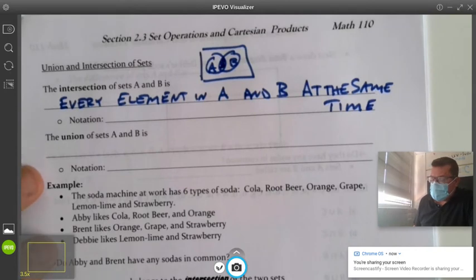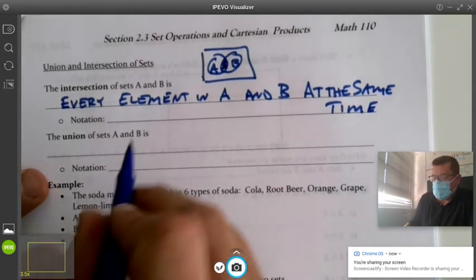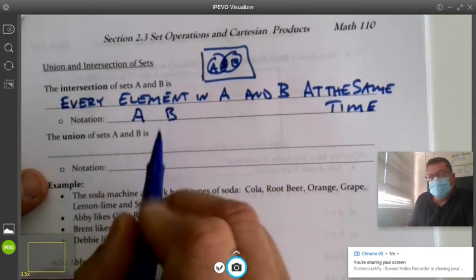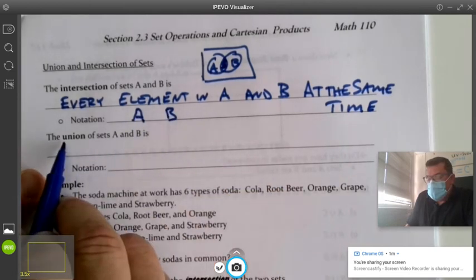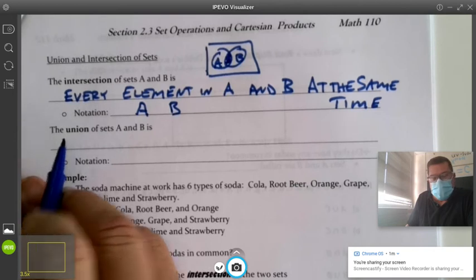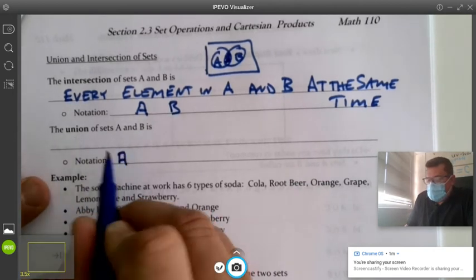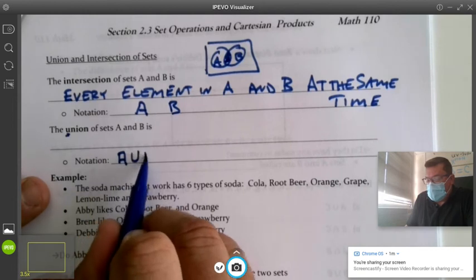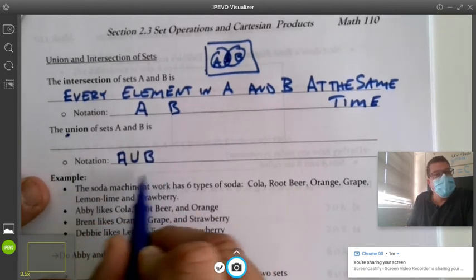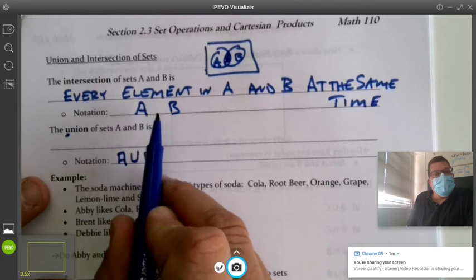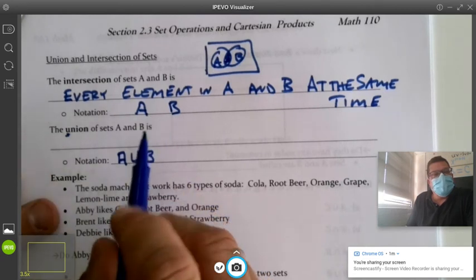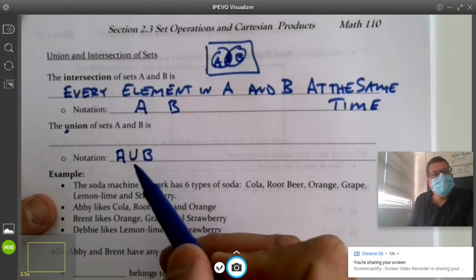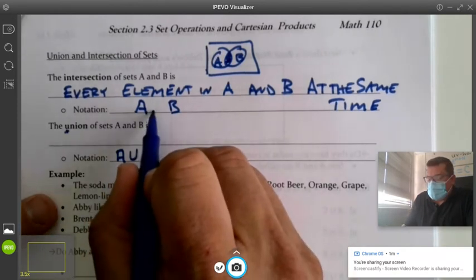The notation for intersection, does anybody remember? A blank B. Anybody remember the notation for the union? It looks like a little U with no tail. The union of A and B looks like that. Anybody want to guess what the intersection notation would look like? Upside down that.